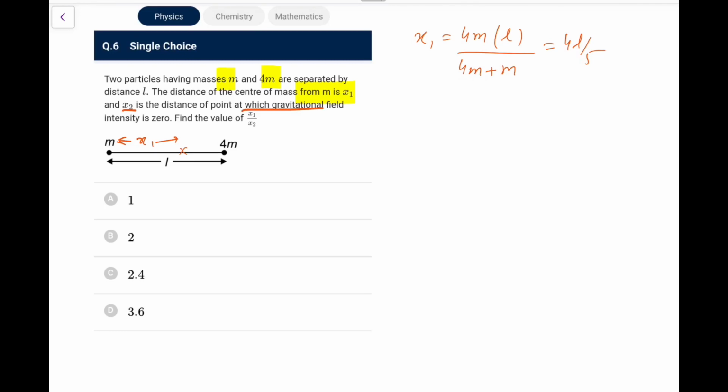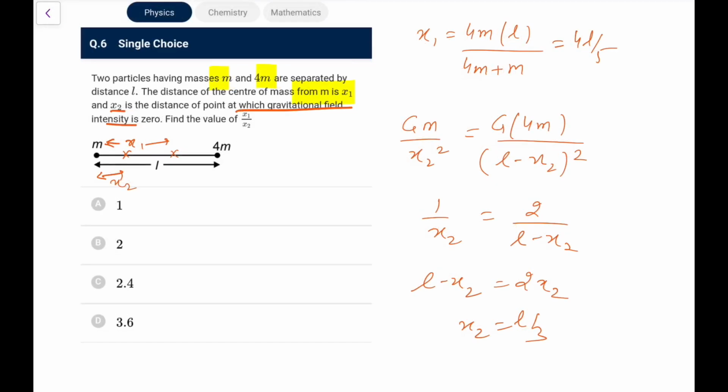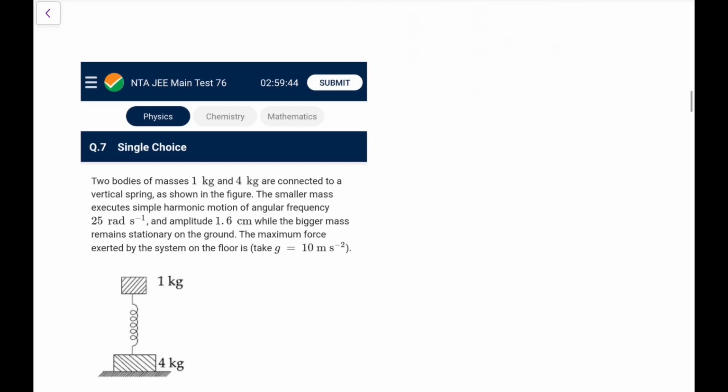Now x2 is the distance of a point at which gravitational field is 0. So gravitational field will be 0 closer to m, let's say this be x2. So field is 0, so Gm upon x2 square must balance G into 4m upon L minus x2 whole square. Taking the root, 1 upon x2 is 2 upon L minus x2. So L minus x2 is equal to 2x2, so x2 comes out as L by 3. So the ratio x1 by x2 would be 4 by 5 upon 1 by 3, that comes out as 12 by 5, which is 2.4. So C1, this is a very nice question, very good question design.